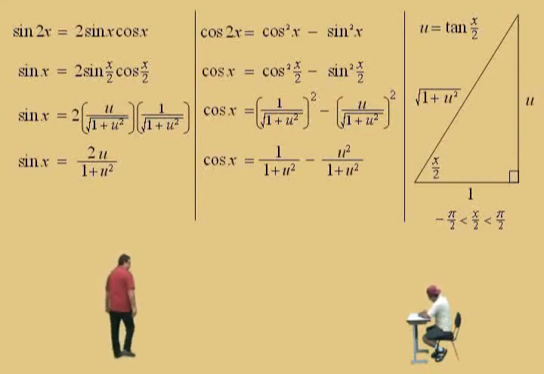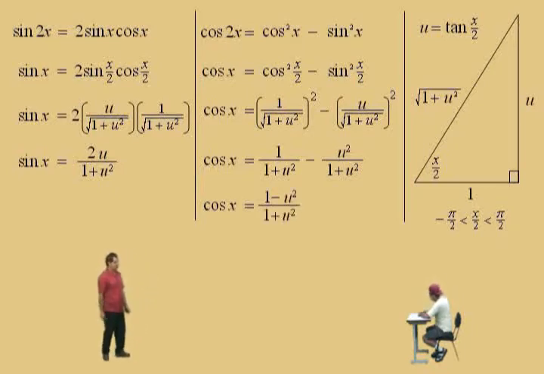Now just subtract the fractions. What do we get, Charlie, on top? 1 minus u squared. And the bottom is 1 plus u squared. Very nice, Charlie. Okay. Now, let's go back to our problem here.